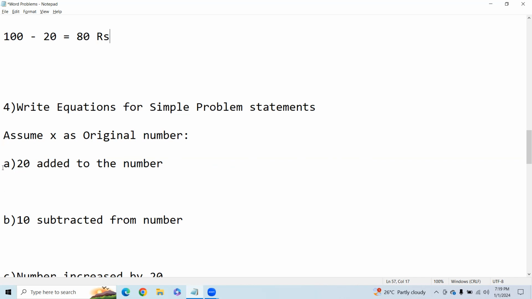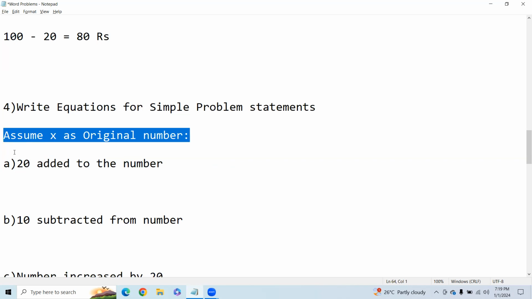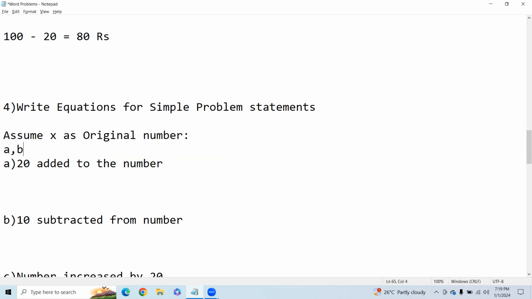For all such problems at the initial level, we are assuming x as our original number. You can take any number or any alphabet you like, A, B, C, anything. It's not required that you take x all the time, but most of the time in algebra or solving maths, whatever is unknown, we consider it as x. So that's why we are using x over here.